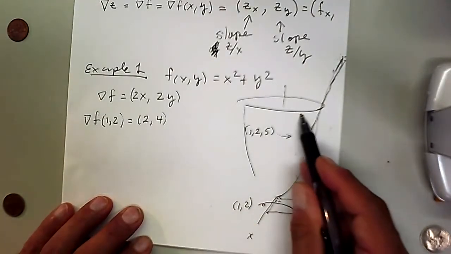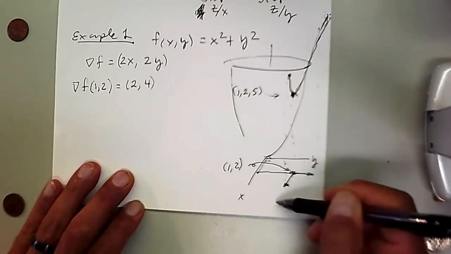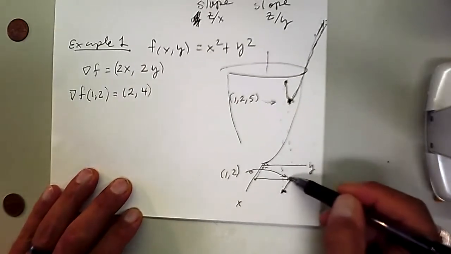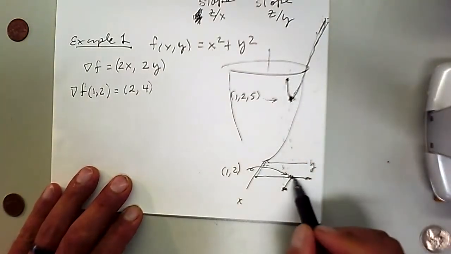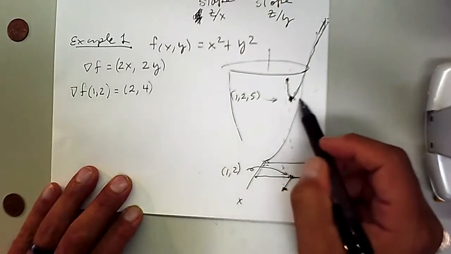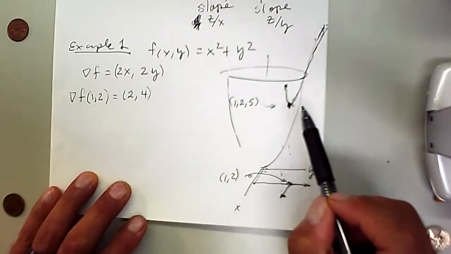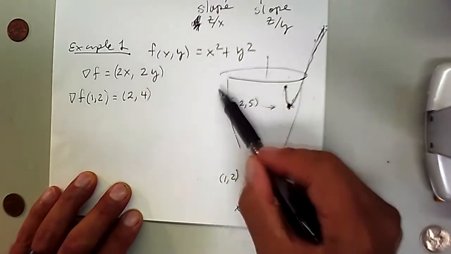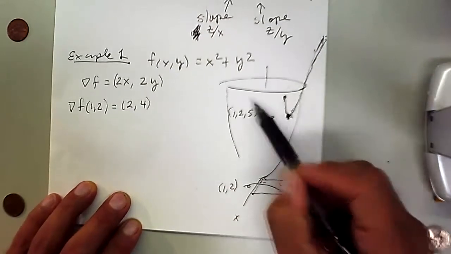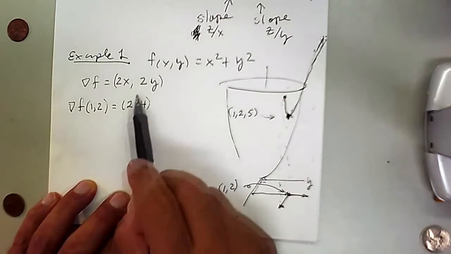If you go in this direction, in the direction of the positive x-axis, starting at this point, we're going to climb up at a rate of 2. But if you go in this direction, then we're going to climb up at a rate of 4. And you may be thinking, isn't the rate supposed to be the same? And the answer is no, because of the point we picked.